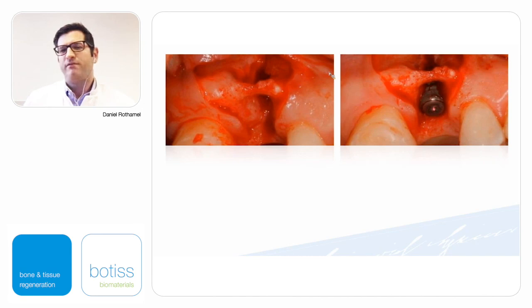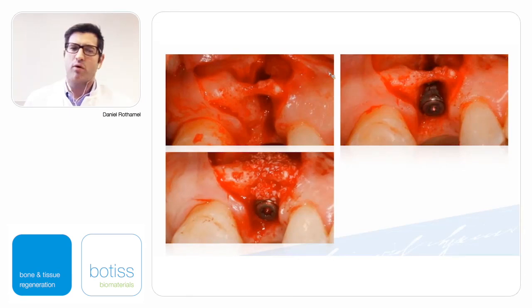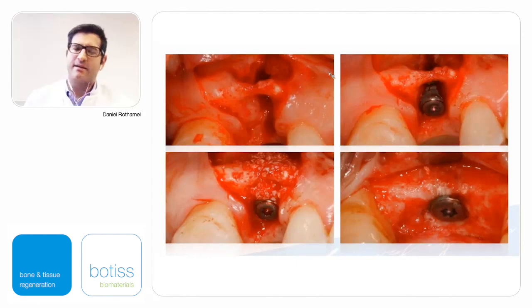Here we have a defect inside the ridge contour. So the stability is maintained by the defect itself with a mesial bone wall, a distal bone wall. So using bone chips here will end up in a quite nice outcome, because we don't need volume stability of the material itself.